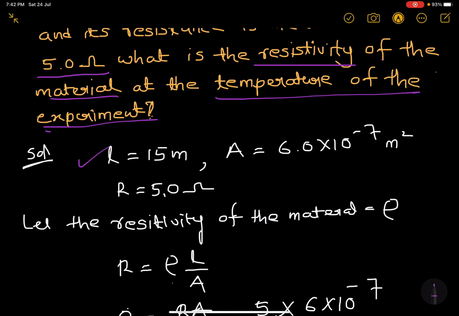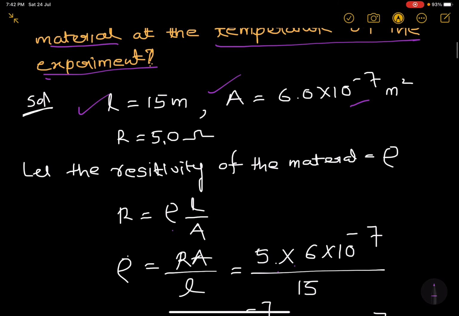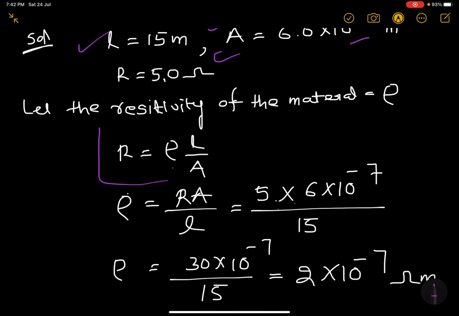L we already know, 15 centimeter. A equal to 6 into 10 to the power of minus 7 meter squared. R equal to 5 ohms. So we have one formula: R equal to rho into L by A. Actually we want to find rho, so I am taking rho as the main factor. Rho is equal to RA by L.